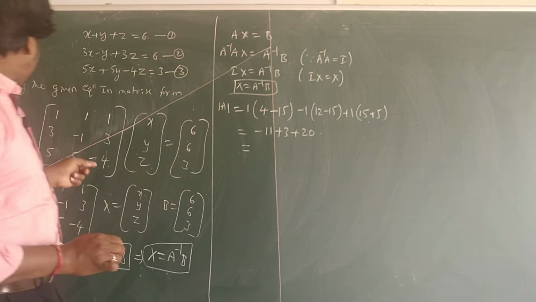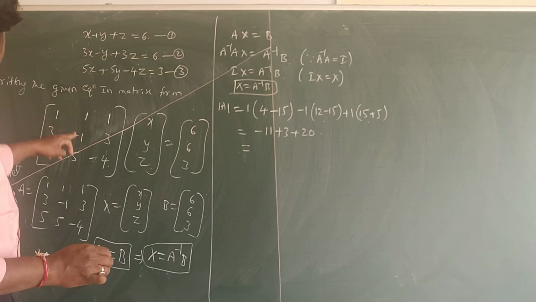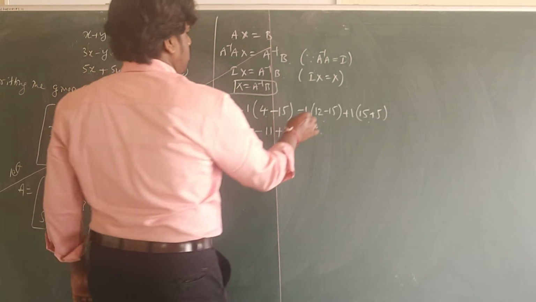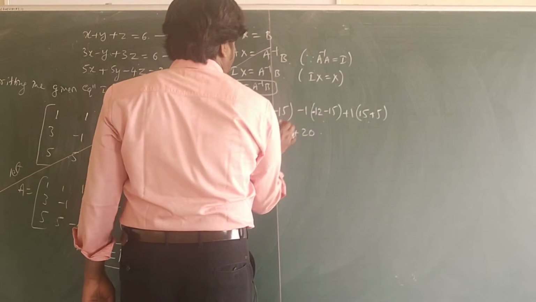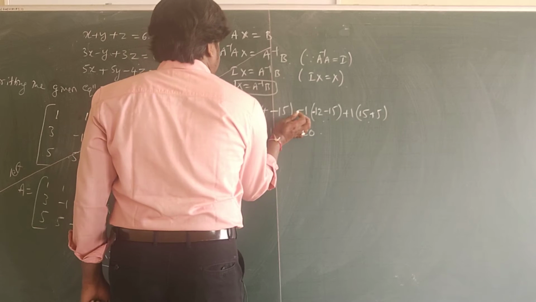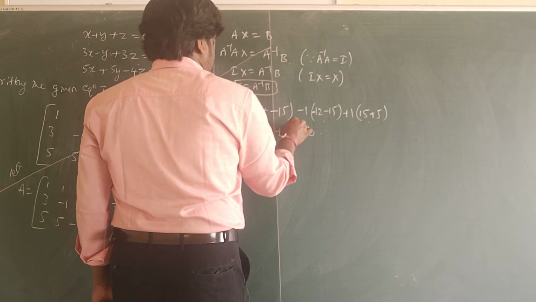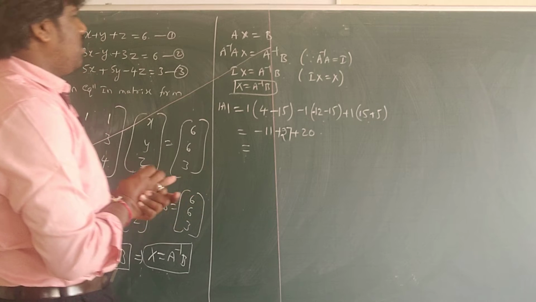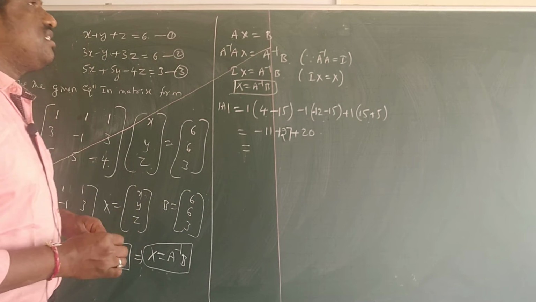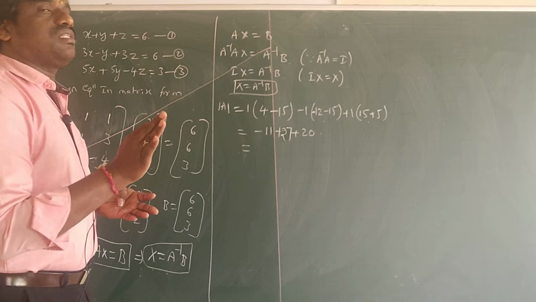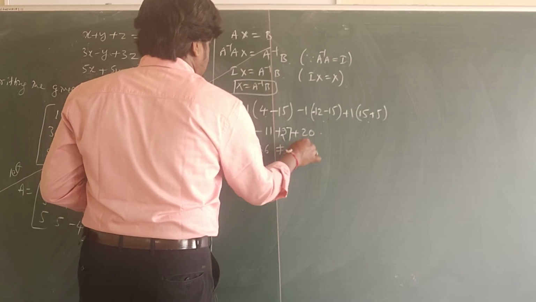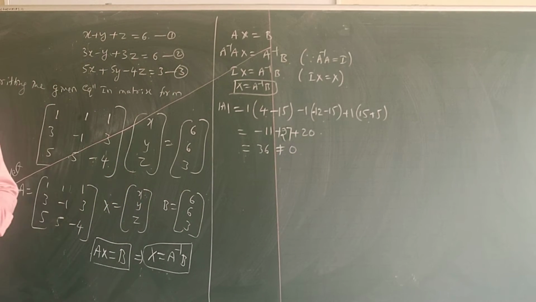Minus 1 second, minus 1 into minus 12 minus 15, yes, minus 12 minus 15. So you get minus 27. Minus 27 into minus gives plus 27. Plus 27, right? So 47 minus 11, 47 minus 11 is 36. So you are going to get 36. This 36 is not 0. So the determinant of A you got is 36.